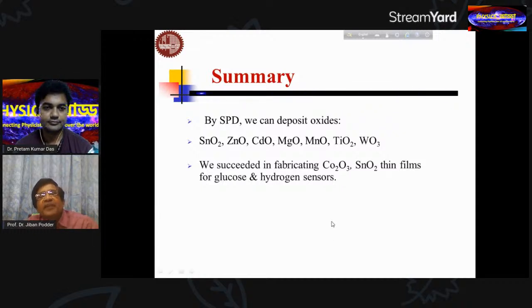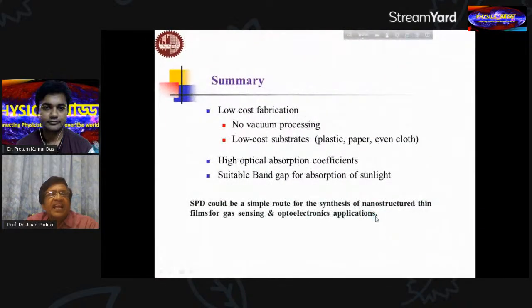We don't need vacuum systems, and we use the plenty of oxygen in the environment. Especially all oxide films are suitable for the spray pyrolysis deposition technique. We succeeded in fabricating cobalt oxide and tin oxide thin film glucose and hydrogen sensors. And here there is low cost fabrication, no vacuum processing, and low cost substrates: any plastic, paper, even cloth or glass substrates that we can use.